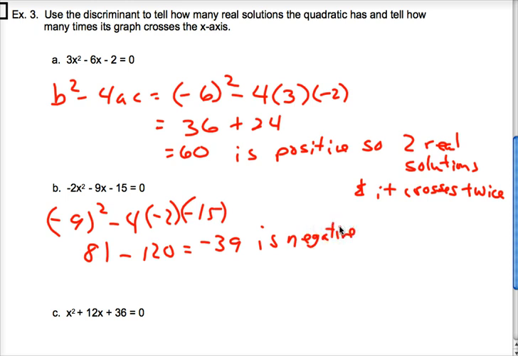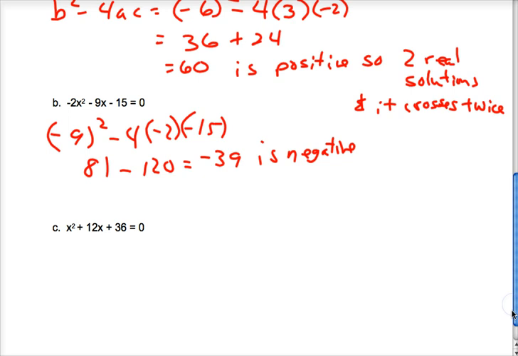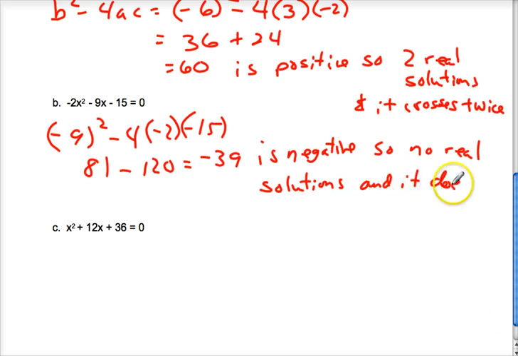So how many real solutions do we have? None. How many times does it hit the x-axis? It doesn't. There are 2 imaginary solutions, but there are no real.